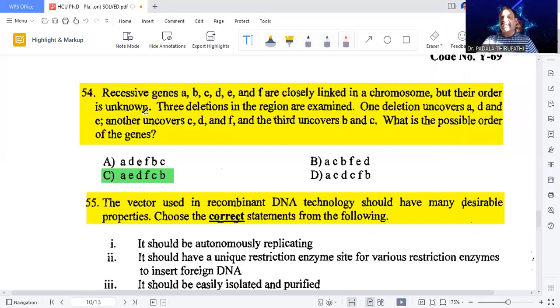One deletion uncovers A, D and E, another uncovers C, D and F, and the third uncovers B and C. What is the possible order of the genes? That is A, E, D, F, C, B.